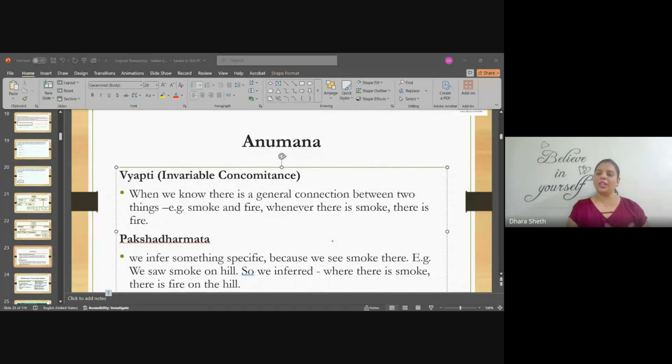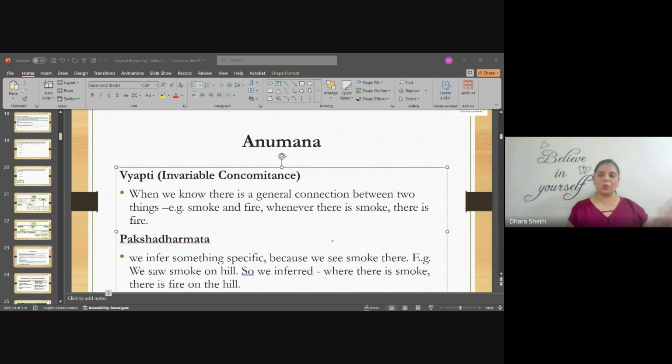Now, what is Paksha Dharmata? There is no classification or anything more based on Paksha Dharmata, but sometimes the definition or an example is asked where you need to match A with B based on Paksha Dharmata. So for that, you need to know the meaning of this term. Whenever we infer something specific because we see something there, Vyapti is about connection, that usually there is some connection between two things. And Paksha Dharmata is because we see something, because our senses perceive something, then we make an inference.